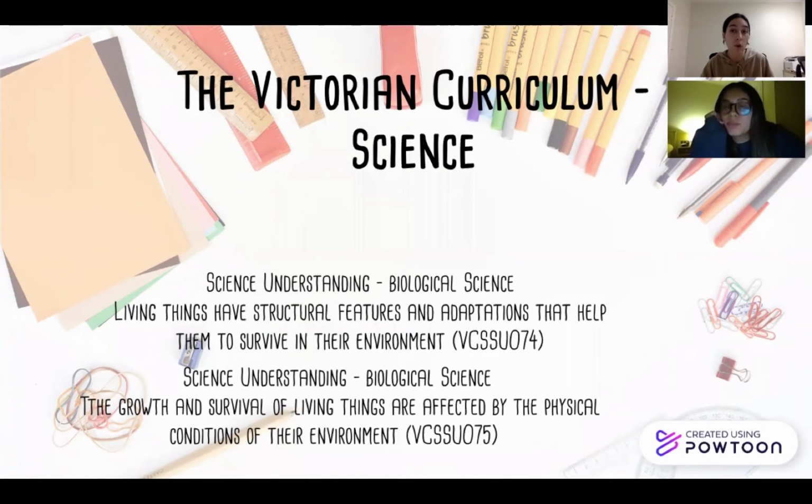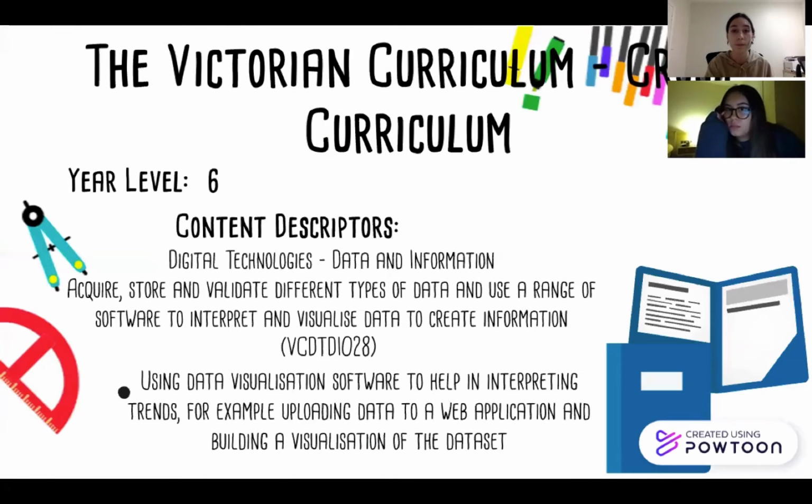It's aimed for Year 6 students, and it's under the umbrella of science, science understanding, and then biological science. So it states that living things have structural features and adaptations that help them to survive in their environment. And the growth and survival of living things are affected by the physical conditions of their environment.